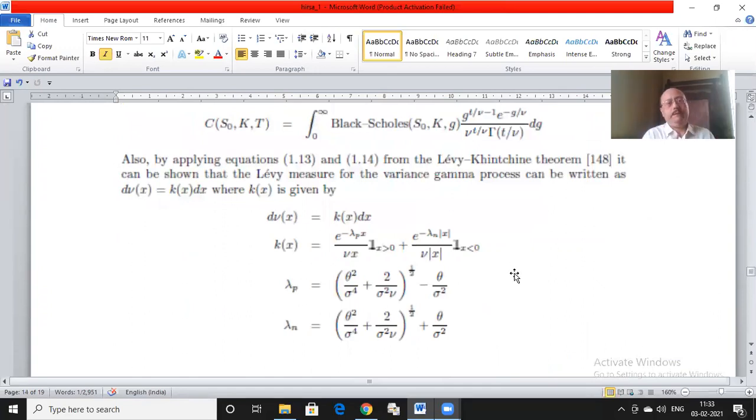If I want to put it in the Levy-Khinchin family, the Levy measure for the variance gamma process can be written as this thing. So I can write d nu of x as k(x) dx, where the k(x) function is precisely given by this form. So it has the positive news model and the negative news model. This lambda p is the positive news rate intensity, and lambda n is the negative news intensity. So you see, this is for x greater than 0 and this is for x less than 0. Adding these two up, I have the Levy measure for the variance gamma process. And of course, lambda p and lambda n, the intensities, can also be explicitly computed under this model. Of course, it will involve theta, sigma, and mu.